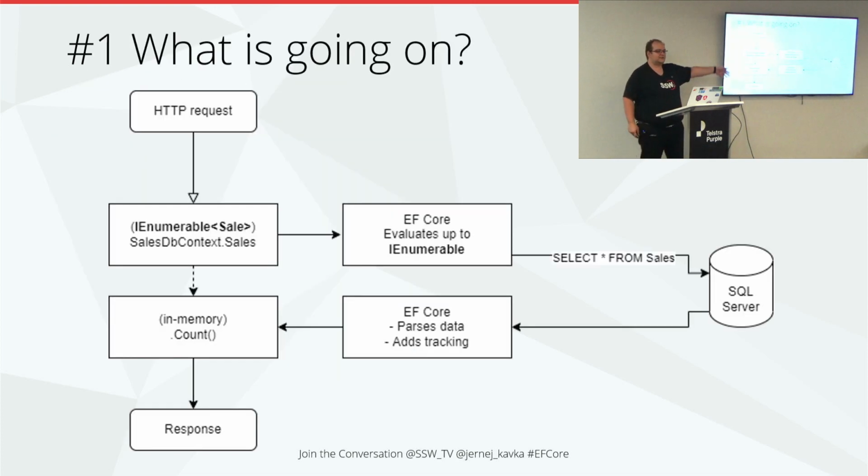And then it goes to SQL Server, downloads the entire database, and throws it back to EF Core. EF Core has to now pass all of that. Now, sales has 7 million records, so that means it needs to pass through 7 million records. And then it adds tracking, so it can track changes throughout all of the 7 million records. And then at the end, it counts them and throws everything away to the garbage collector, and the garbage collector hates you now.